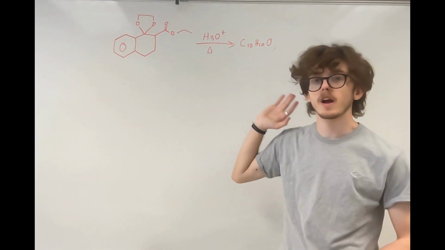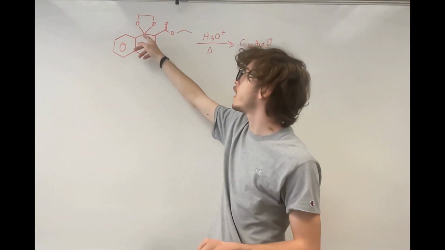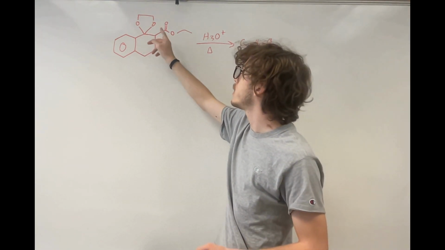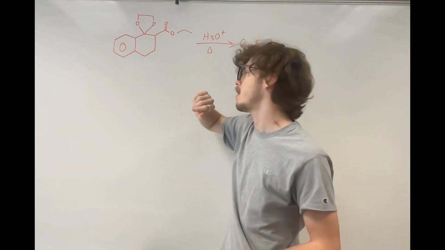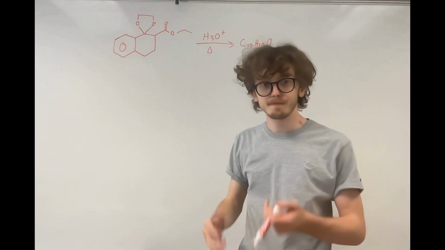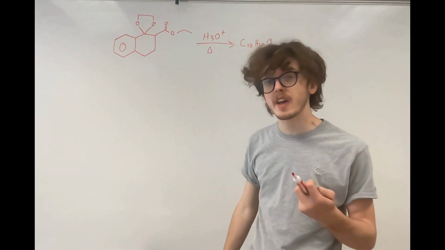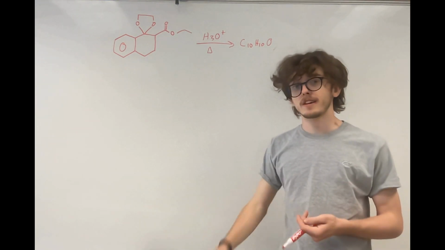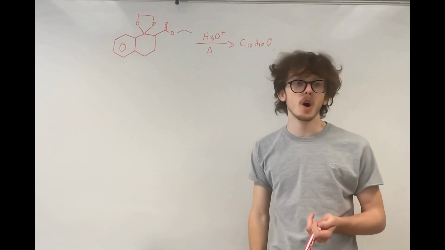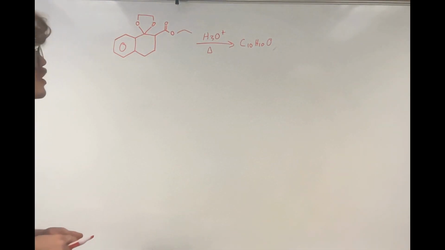So in this problem, we are asked to turn this molecule. Notice how we have a diester here, and we have an acetal, I should say, correct terminology, and we have an ester. So if we reacted with aqueous acid, and we heat that up, we're going to get a molecule with the molecular formula of C10H10O. So, can we devise a scheme for which one we're going to create?